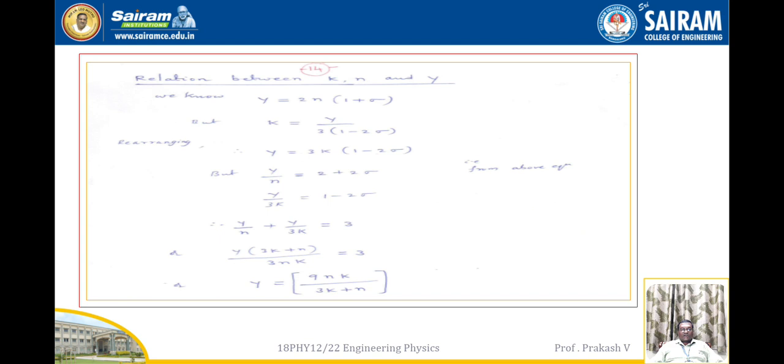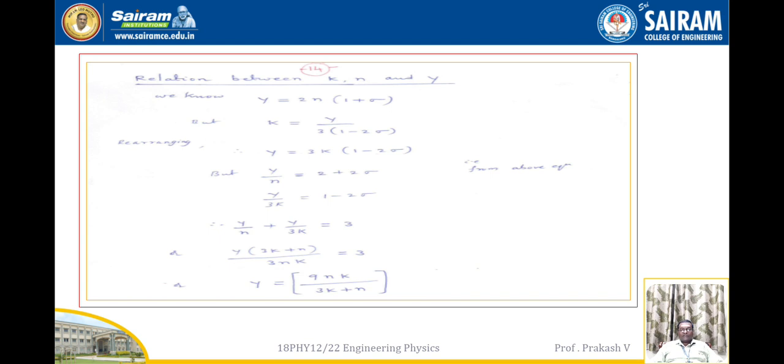Now let us discuss the relation between K, N and Y. We know that Y is equal to 2N into 1 plus sigma and K is equal to Y by 3 into 1 minus 2 sigma, and hence we can write Y is equal to 3K into 1 minus 2 sigma. But it is observed that Y by N is equal to 2 plus 2 sigma. So Y by 3K is equal to 1 minus 2 sigma. So finally we can write Y by N plus Y by 3K is equal to 3. So finally we can write Y is equal to 9NK by 3K plus N. So this is the way of obtaining the expression for Y in terms of N and K.